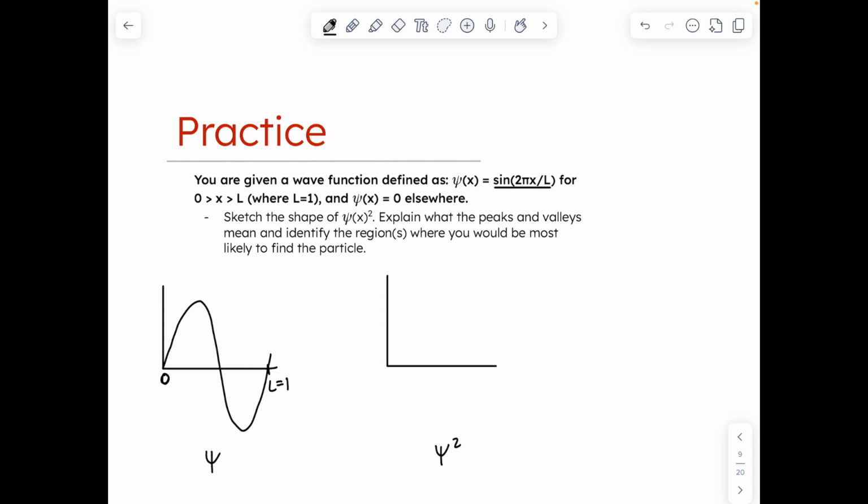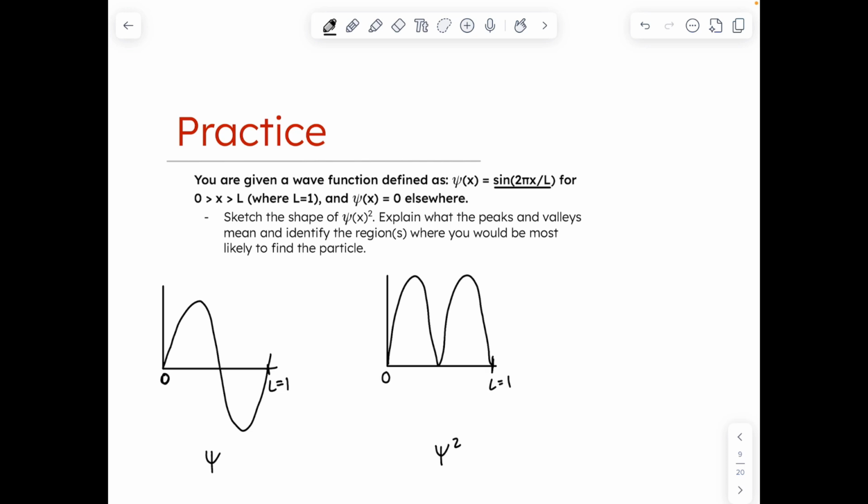So if you were to square this equation to get the probability density, you're going to instead find a graph something more like this. And this is still going to be L equals 1, and this will still be 0.